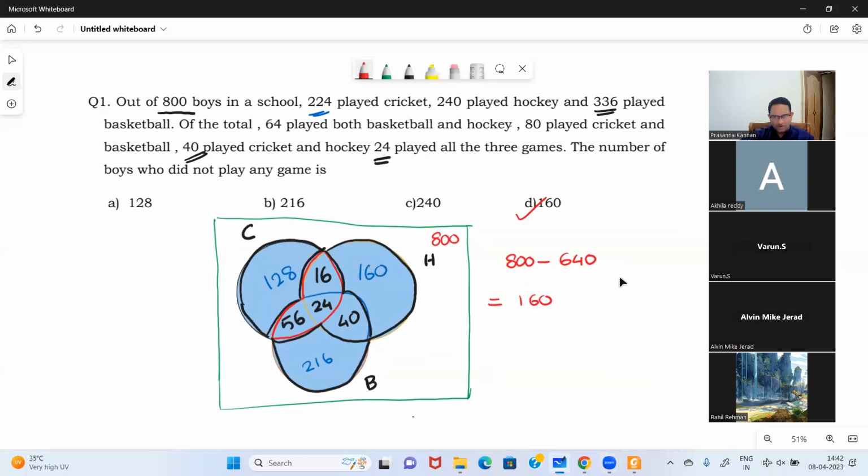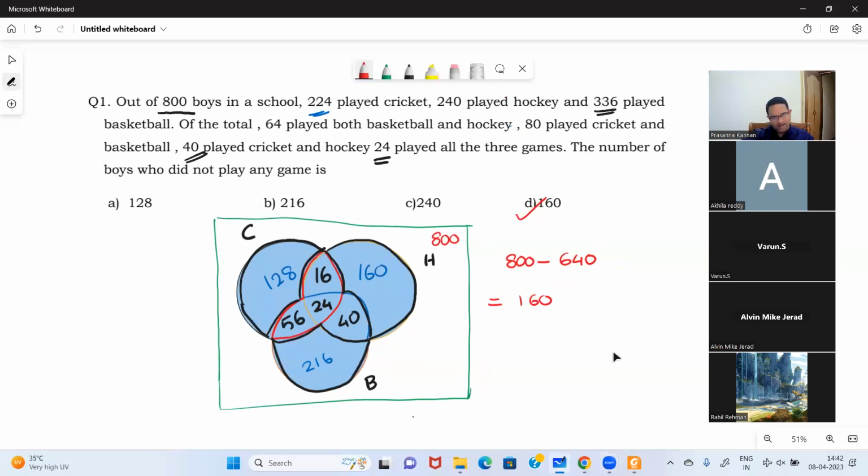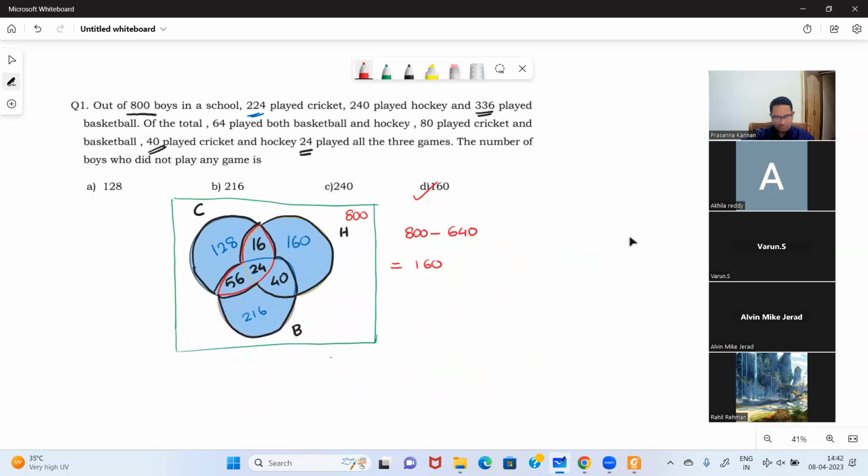So the first question we looked at is, we need to find out the number of boys who did not play any game. We have calculated the total number of boys who played the game, and that came to 640. So the people who did not play the game is 800 minus 640, which is 160. Now another way of solving the sum is by using the formula.